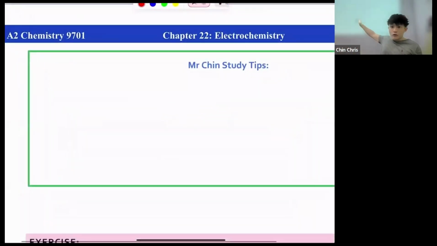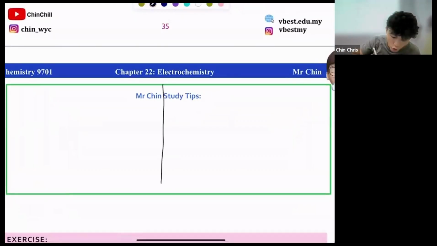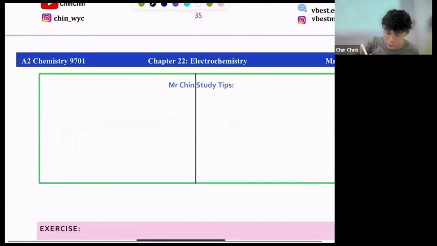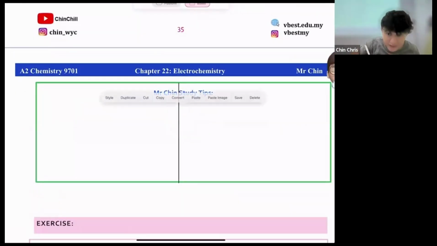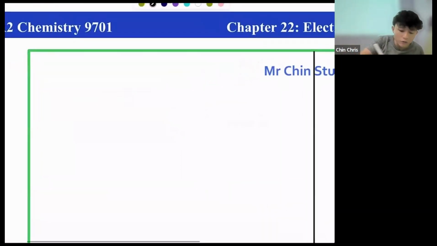All right, guys, now let's look at study tips. So far, I want you guys to get two concepts very, very clear. If you mix up the concepts, you cannot solve any question in the exam. Now the first concept is for E cell.